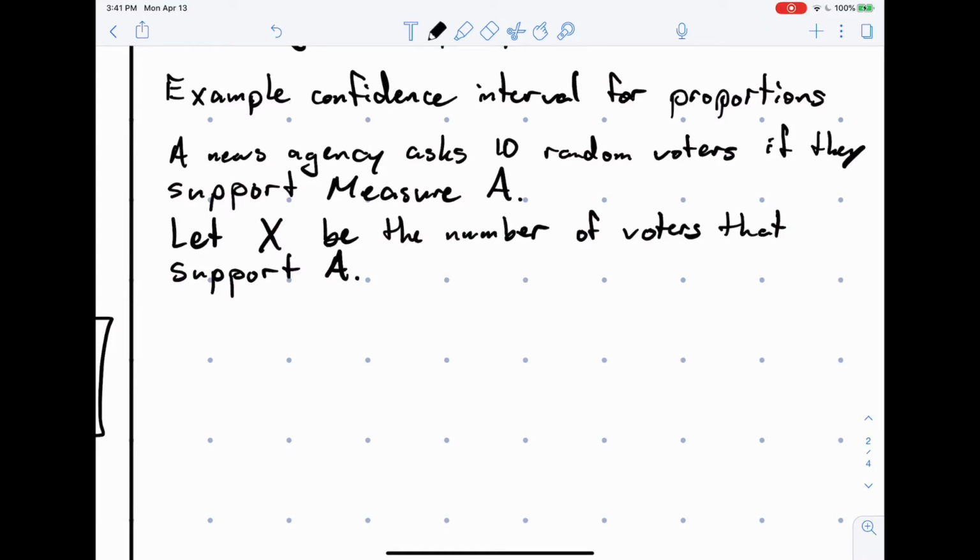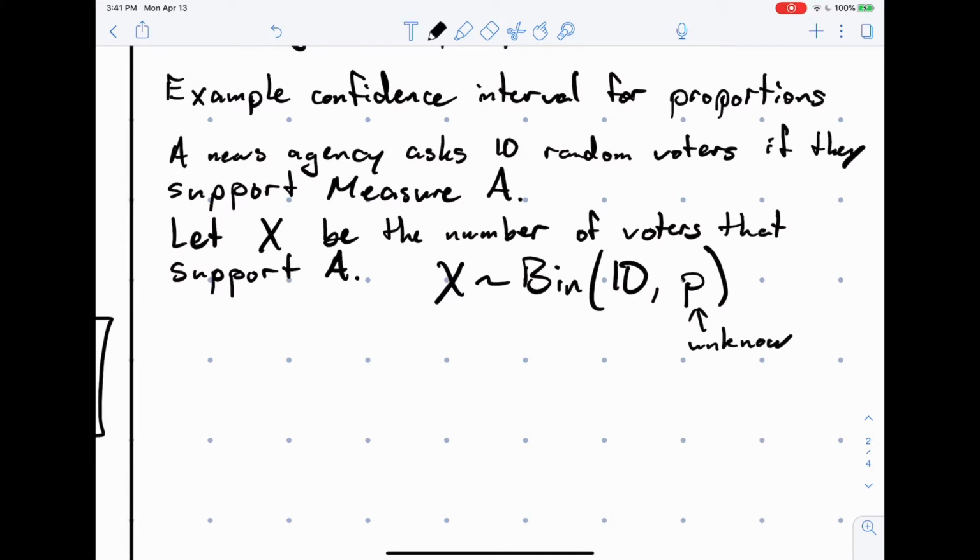Now we put it in the language of random variables. Let X be the number of voters that support Measure A. So X is distributed as binomial, with n equal to 10. In this case, we have a sample of 10 voters, and P is unknown. We want to estimate it and get a confidence interval for it.